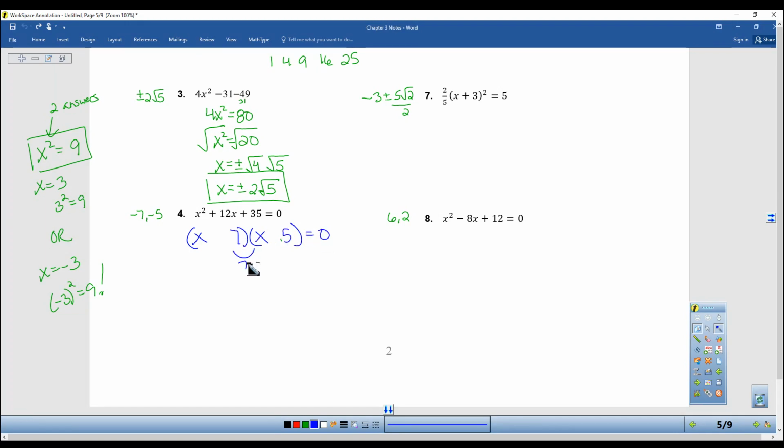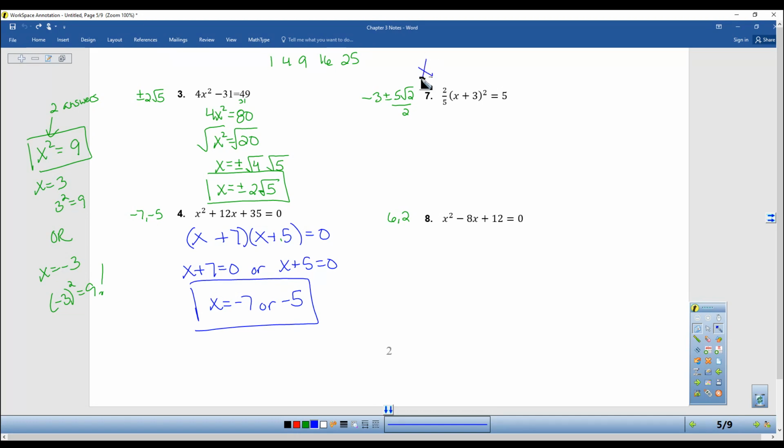That gives me 7x and 5x, which would give me 12x if they were both positive. Can they both be positive? Yes, that would make a positive 35. So I feel good about my factoring. Either x plus 7 is equal to 0 or x plus 5 is equal to 0. So x is equal to -7 or -5.